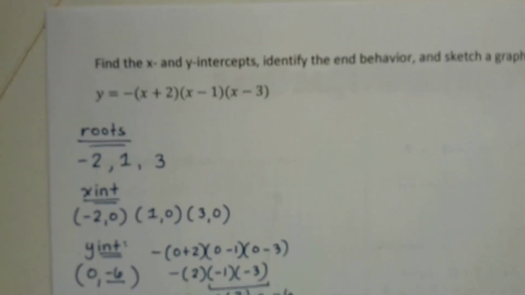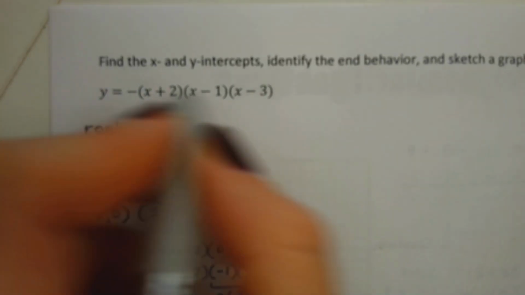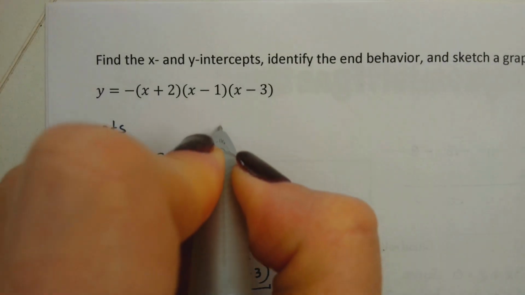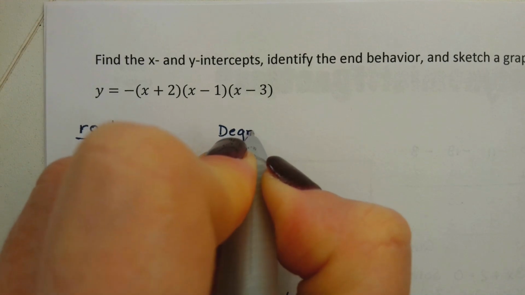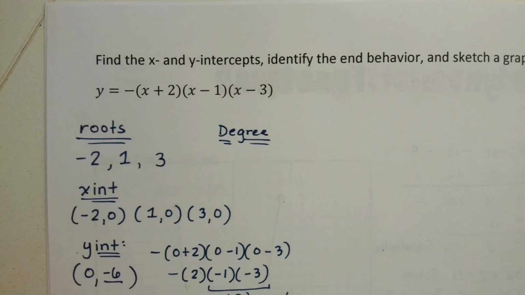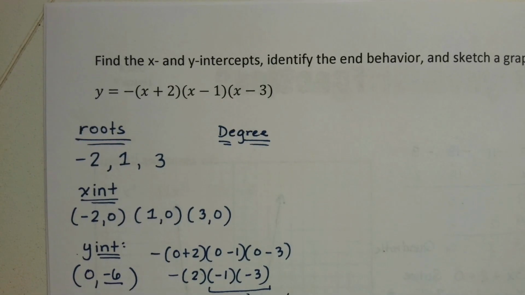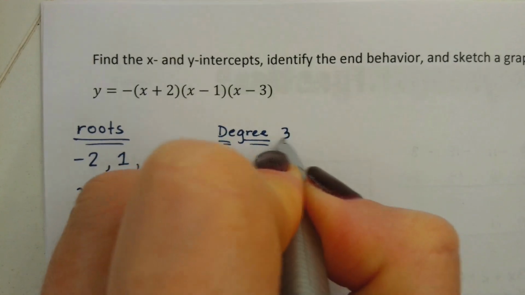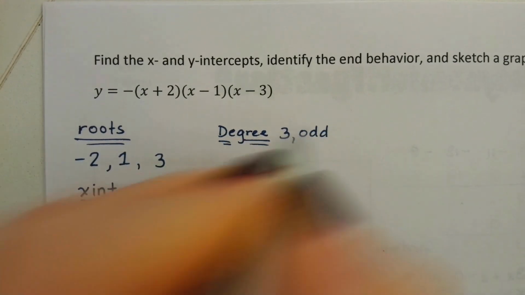Okay. Now I'm not going to write my technical end behavior just yet, but I am going to see if I can figure out what the ends are doing. Can we tell the degree of this function? We've talked about this before. When it's in factored form, how do you know the degree? Count the x's. How many x's are there? 3, which means odd.